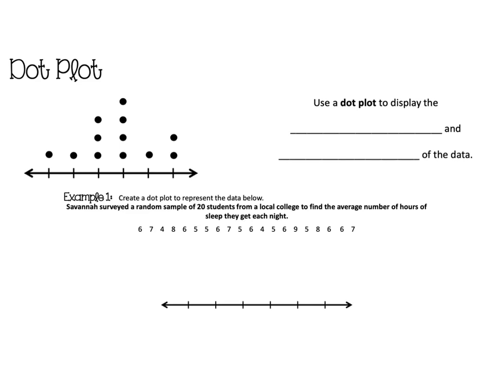And we use dot plots to display the frequency and distribution of the data. So basically how many times it appears a certain way, or how many times a certain data point appears, and the shape of the data.